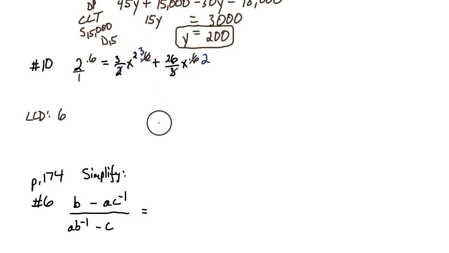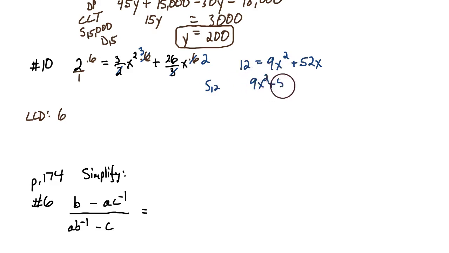We now have an equation with no denominators. 2 times 6 is 12. 3 times 3 is 9x squared. And over here we have 26 times x times 2. That's positive 52x. This equation goes to the second power. The technique that we know is to make a 0 on one side. So let's subtract 12 from both sides. We have 9x squared plus 52x minus 12 would be equal to 0.